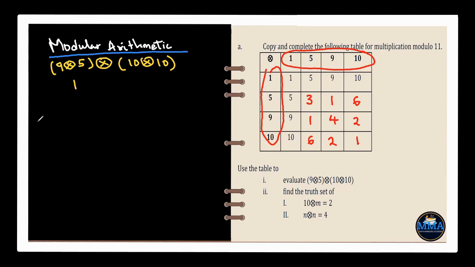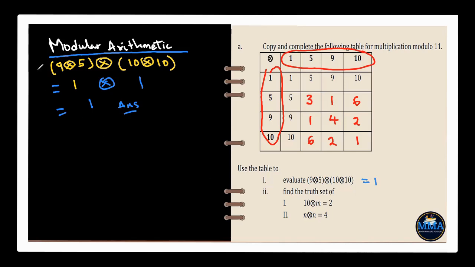Then times 10 times 10 from the table here. 10 times 10 will give us 1 again. 10 times 10 is 1. So now we have 1 times 1. 1 times 1 is 1. So that will be our final answer. So our answer to this particular question is 1.